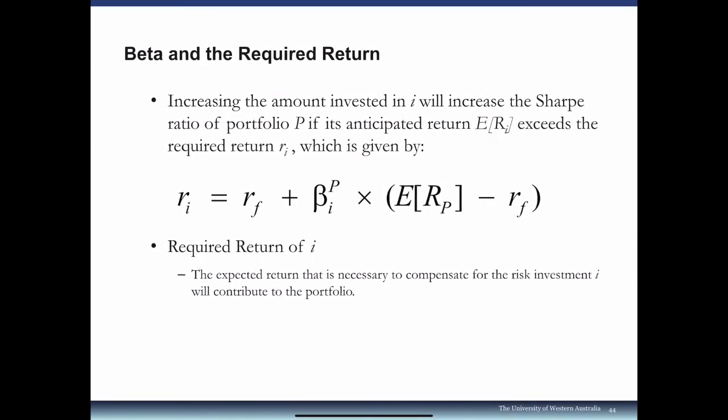So increasing the amount invested in I would increase the Sharpe ratio of portfolio P if its anticipated return E[RI] exceeds the required return of RI, which is given by this formula. So RI here equals RF. If you rearrange the previous formula, RI equals RF plus beta of I with P times E[RP] minus RF. And that gives you the required return of investment I. So the expected return that is necessary to compensate for the risk investment I will contribute to the portfolio. And you can see that we're getting very close to a formula that we already saw last week.